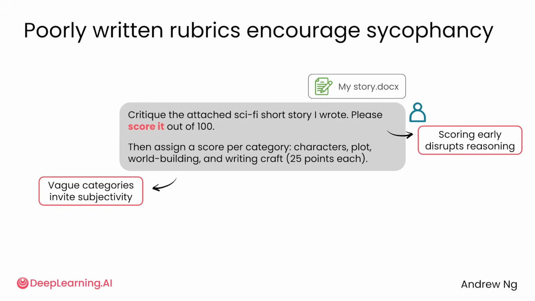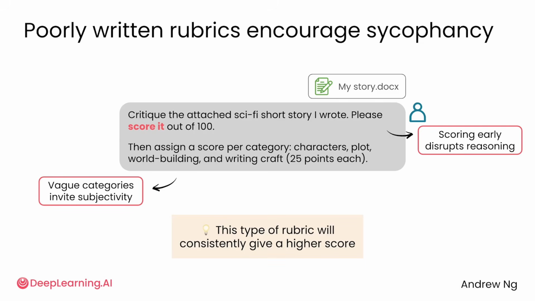And so this will tend to cause the AI model to first come up with some score and then justify it, rather than score it carefully according to a rubric and then add it up to come up with a more thoughtful score. And as you'll see in the practice lab at the end of this module, this type of rubric will tend to give higher scores than more objective rubrics.